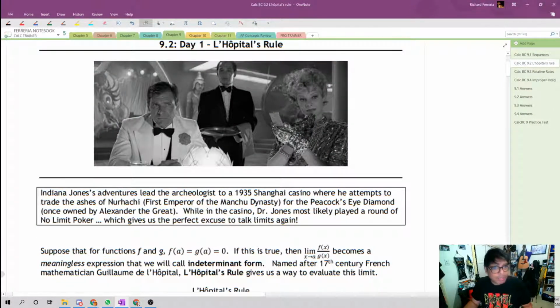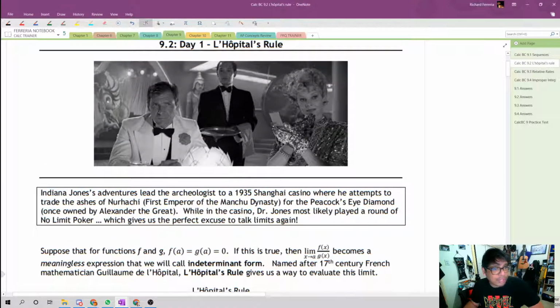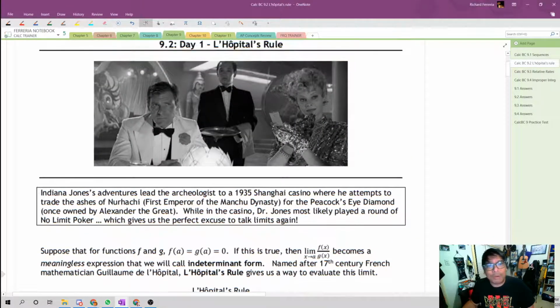Okay, so Indiana Jones's adventures lead the archaeologist to a 1935 Shanghai casino where he attempts to trade the ashes of Nurhaci, the first emperor of the Manchu dynasty, for the peacock eye diamond that was once owned by Alexander the Great. While in the casino, Dr. Jones most likely played a round of no-limit poker, which gives us an excuse to talk about limits again. Okay, so that's kind of lame.